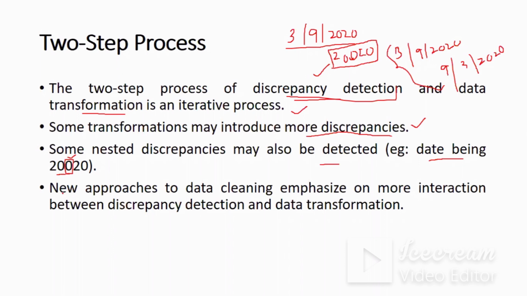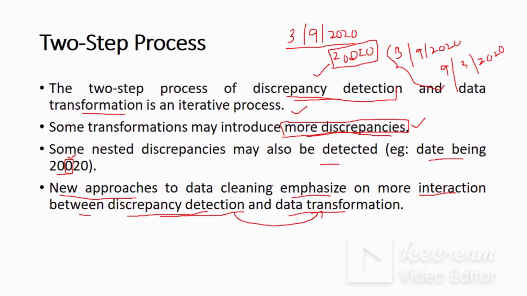Therefore, we need to find new approaches to data cleaning, and these approaches emphasize more interaction between discrepancy detection and data transformation. Generally, we finish the discrepancy detection completely and then go for data transformation. This is not the right way, because after the data transformation is finished, we might again get more discrepancies. Then again these have to be identified and detected.